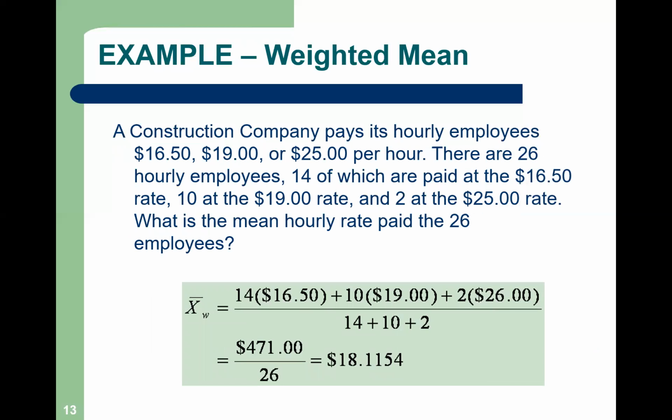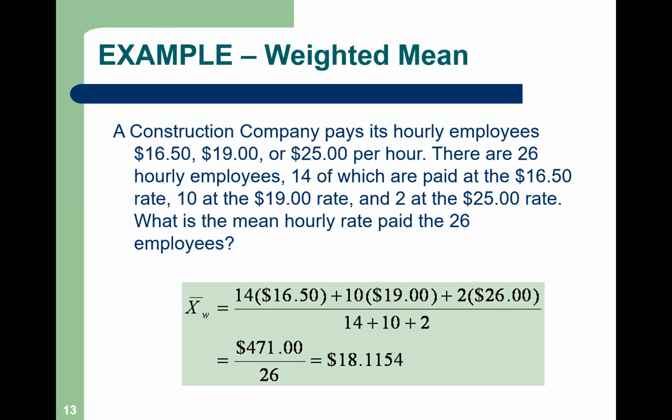Here is an example to elaborate how to measure weighted mean. There is a construction company that pays employees on an hourly basis, and they have three categories. They have paid $16.50 to some employees, $19 to some employees, and also $25 per hour to some employees, and there are a total of 26 employees.